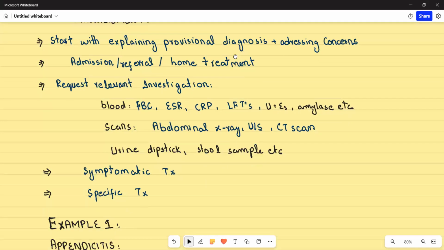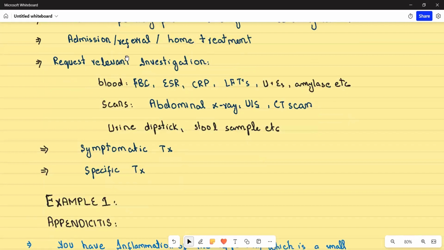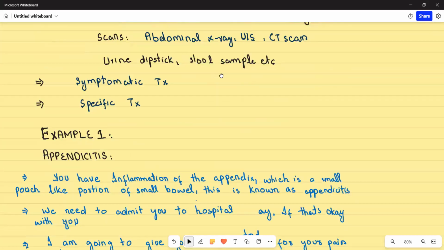Okay. Then you're going to tell the patient that you'll be requesting relevant investigations. So in case of abdominal pain, you're going to request some blood tests, which will include whole blood count, ESR, CRP, LFTs, urea and electrolytes, amylase, etc. Scans: depending upon the condition, you will be requesting abdominal X-ray, ultrasound, or CT scan. Another test you will be doing is a urine dipstick, and you might need a stool sample as well. Then you're going to give symptomatic treatment to the patient and then specific treatment. Okay, so this was about general management of abdominal pain. Now we are going to discuss some specific examples.